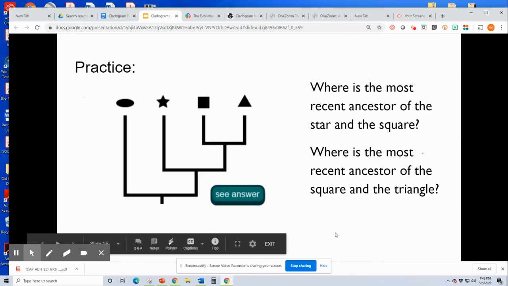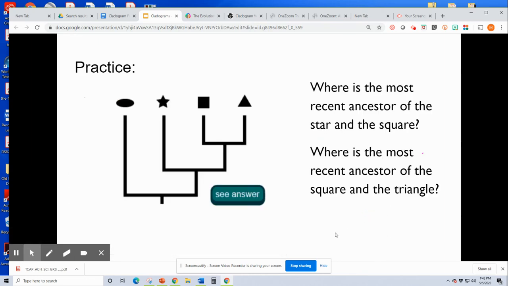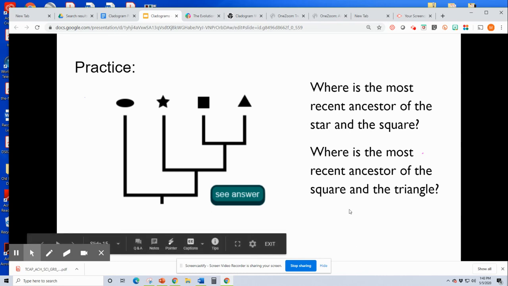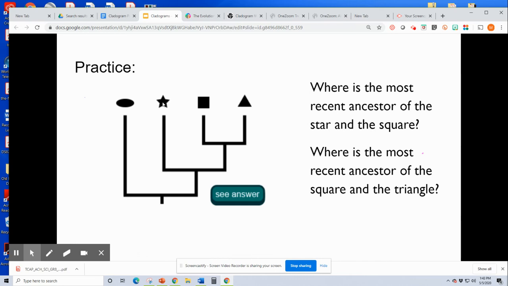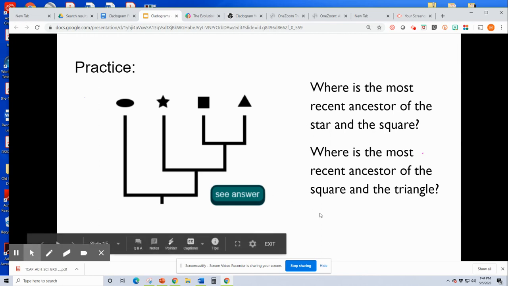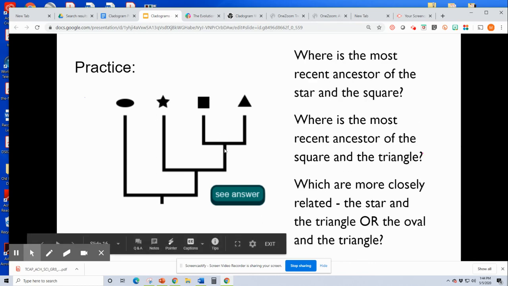So you could have something like this as a test question. Where's the most recent ancestor of the star and the square? Looks a little different, but I'm still just going to come back down. I just have to find the intersection point. Okay, and where's the most recent ancestor of the square and the triangle? Oh, right here. Oops, sorry, went to the next one.